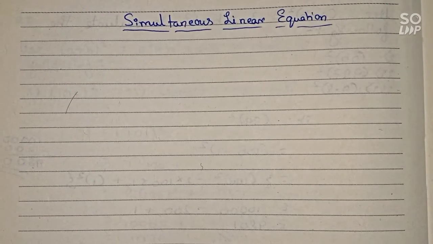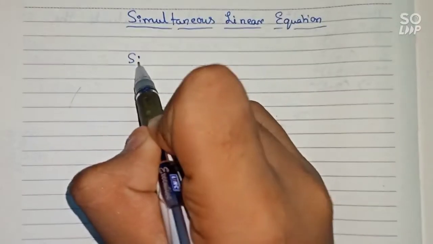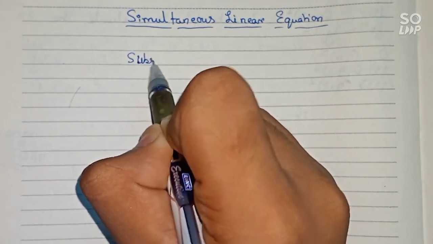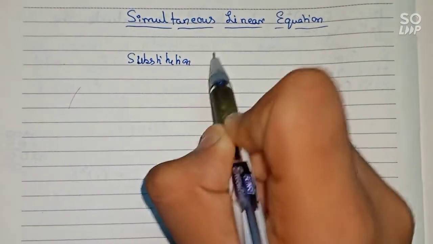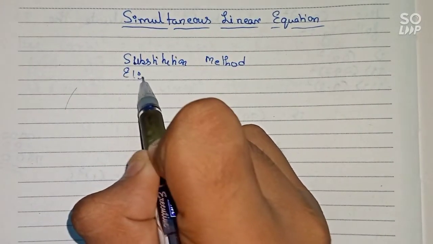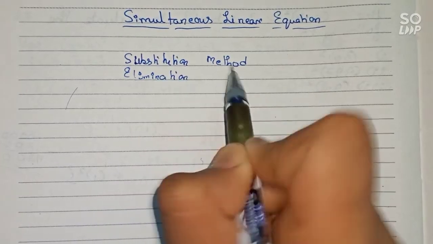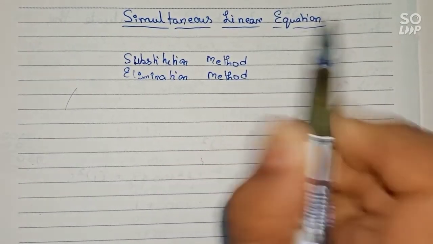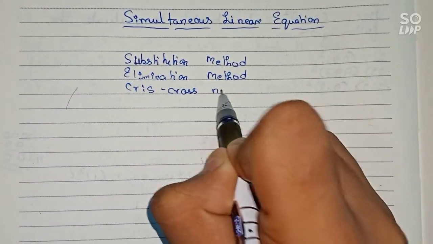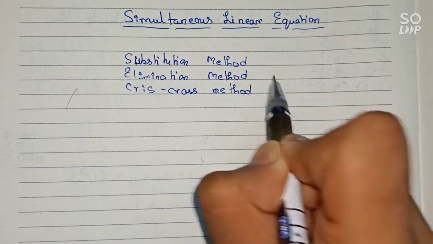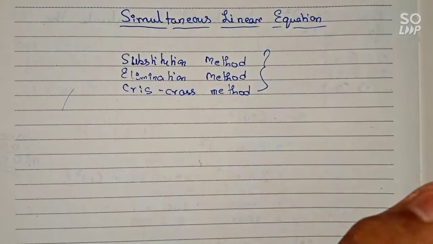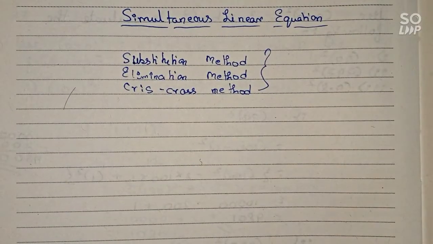For solving these equations, we have three methods. First, the substitution method. Then the elimination method. And finally the crisscross method. We are going to learn about all these methods, and we will solve the equations with each method. So we take some examples.